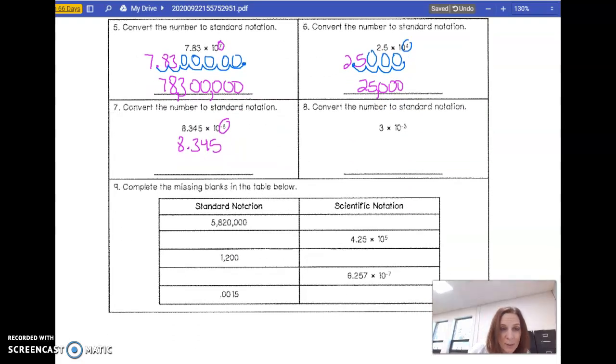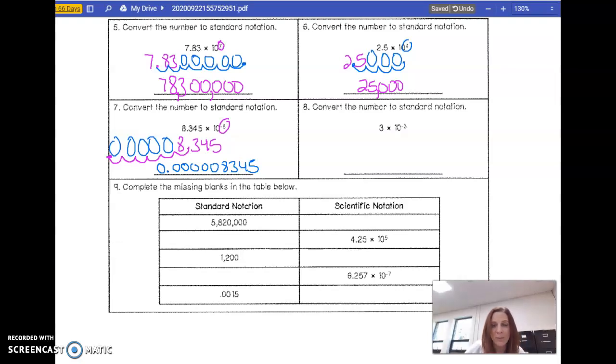So I'm going to take my decimal point and I'm going to go over 1, 2, 3, 4, 5, 6. And I'm going to fill in 1, 2, 3, 4, 5 zeros, because that 6 tells us we go to the left 6 times. I have 1 digit here, and then I need 5 more. So I always like to write a 0 out in front because that way I don't lose the decimal point. But I'm going to have 1, 2, 3, 4, 5 zeros, then 8, 3, 4, 5. Then I just write the rest of the number.